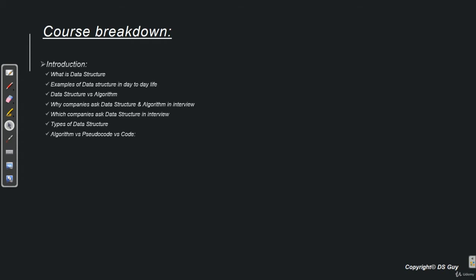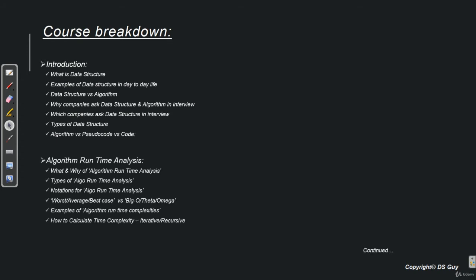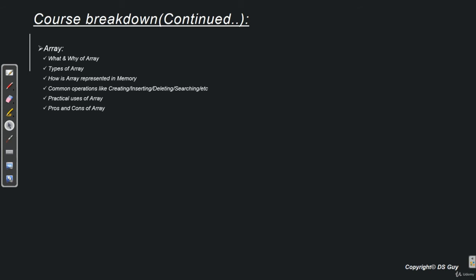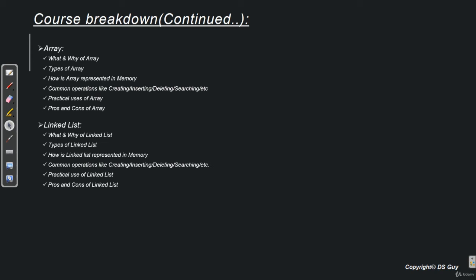Hey guys, welcome back. So till now we have covered 3 chapters of this video course, that is Introduction to Data Structures, Algorithm Runtime Analysis, and the first type of data structure, that is an array. Hope all of them are clear. Now with this video we are going to start the next chapter, that is linked list.